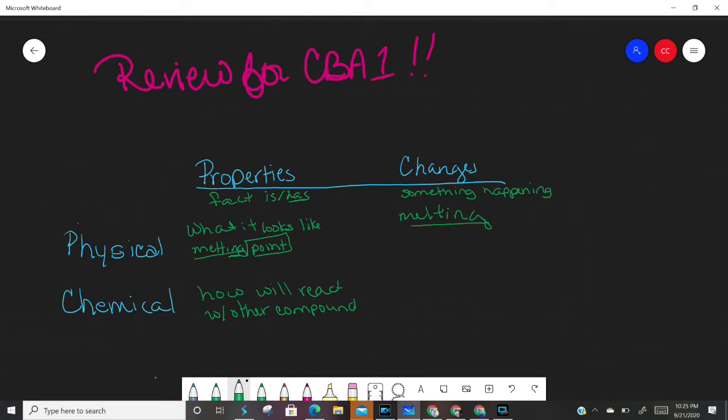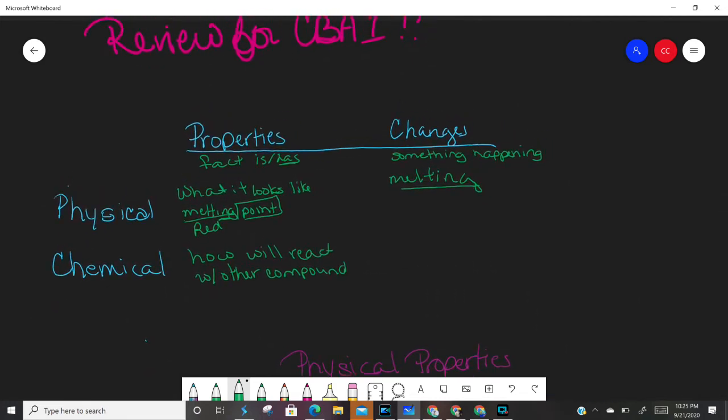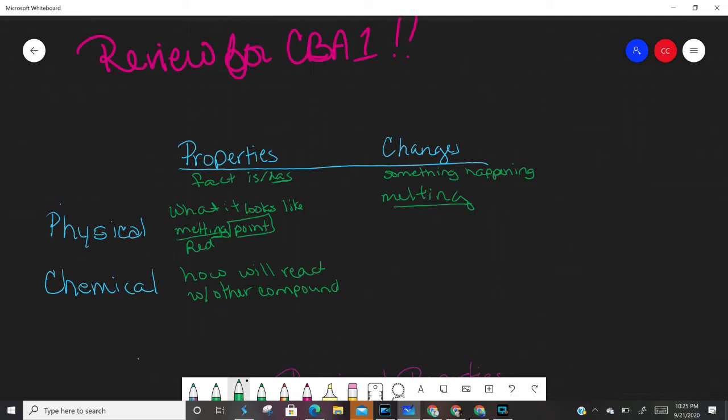So physical, it's red is our physical property. A physical change would be melting, changing phases, ripping it in half. Those are physical changes. A chemical change would be combustion, burning, an explosion, digestion.